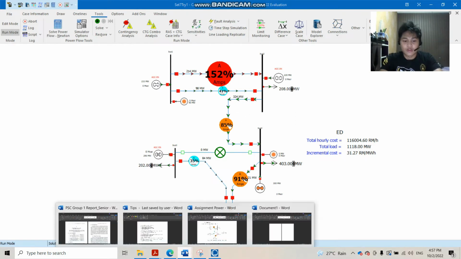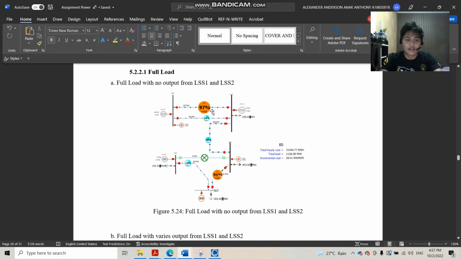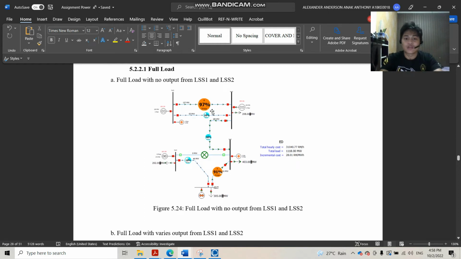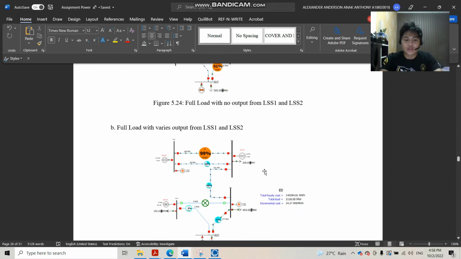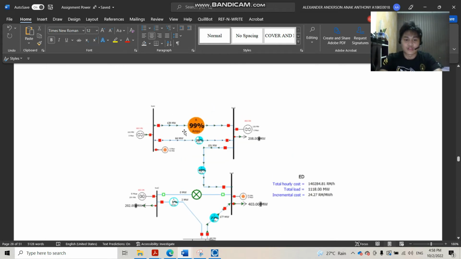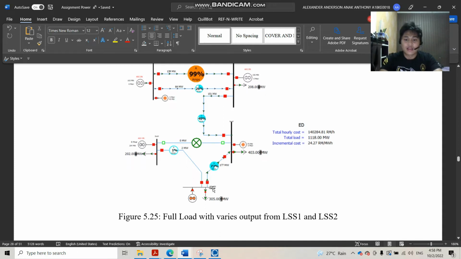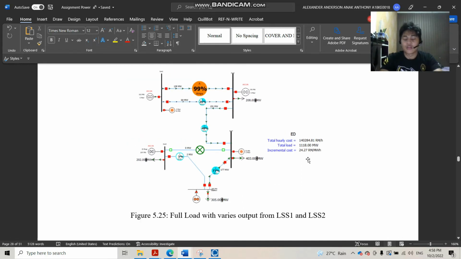Okay, so we're moving on to the analysis. For the full load, where there is no output from LSS1 and LSS2, the incremental cost is 28 ringgit and 1 cent per megawatt hour. For the full load with various output from LSS1 and LSS2, we put 40 megawatt for LSS2 and 75 megawatt for LSS1, and then the incremental cost decreased to 24.27 ringgit per megawatt hour.